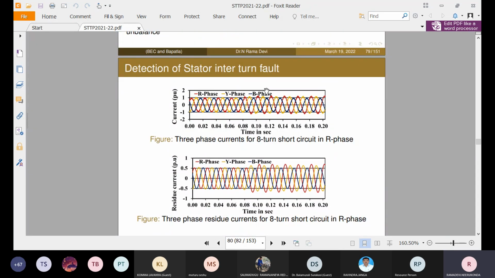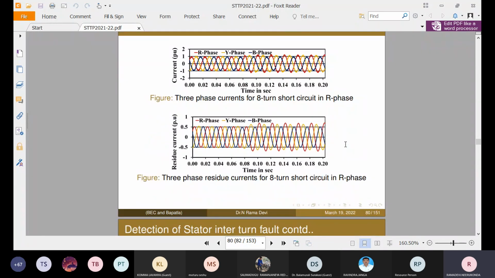So the next is the interturn fault. Detection of stator interturn fault under noisy conditions is a crucial one. Because of that, we implemented the new algorithm, and with its help, we check this. Here, this figure shows the 8-turn short circuit fault, or 8-turn interturn fault, in R phase. For this fault, these are the currents.